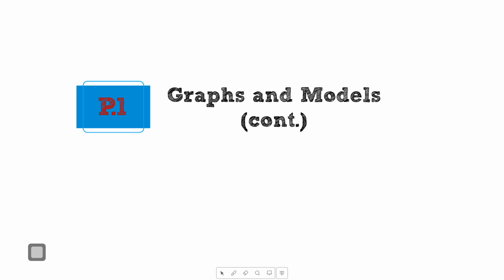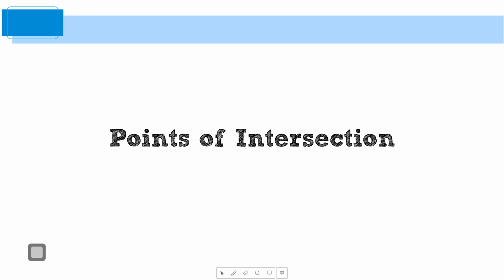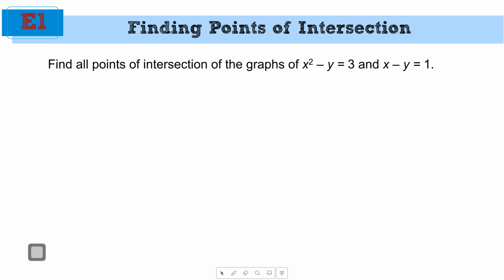And go! Continuing with graphs and models and finding points of intersection. So you've done a ton of this before. Mainly you did it with finding the points of intersection between two lines, but we're going to ramp things up a little bit. Before we actually solve this problem that I have for you, let's talk about this first because I have a little quandary.